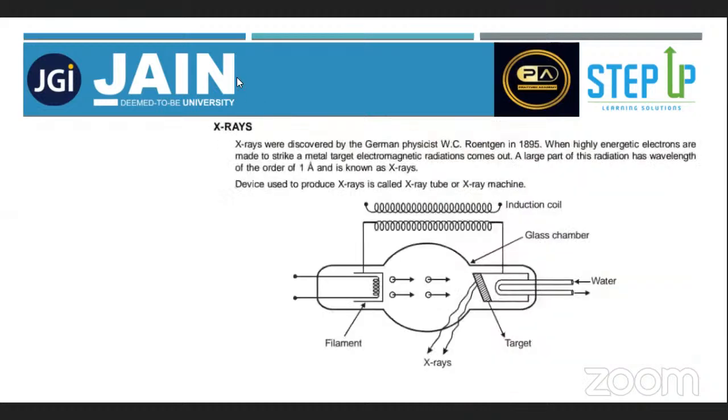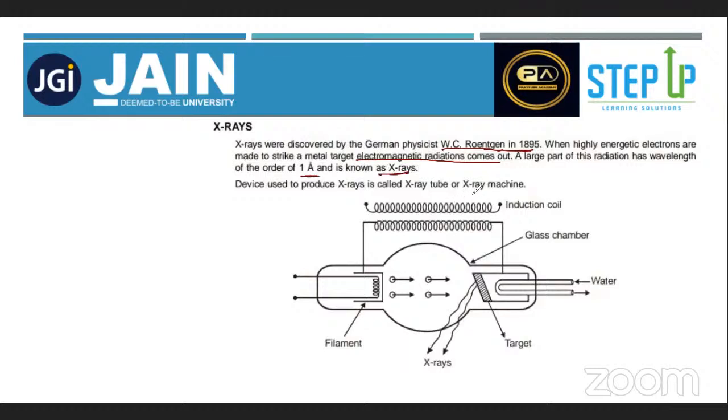Okay, this is another experiment, the X-ray experiment. X-ray was discovered by the German physicist W.C. Roentgen in 1895. What was done is, when highly energetic electrons are made to strike a metal target, electromagnetic radiations come out. A large part of this radiation has a wavelength of the order of 1 angstrom, and this is known as X-ray.